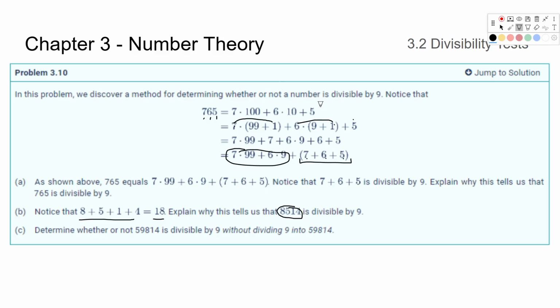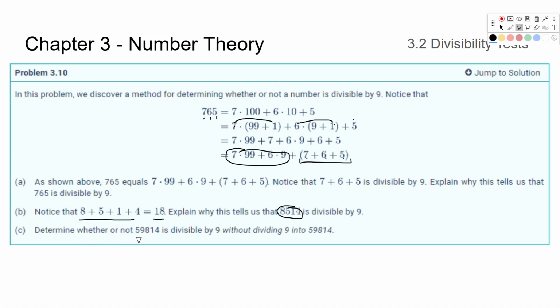If we wanted to go through and do all the work and break this up into thousands and hundreds and tens and ones, and then the thousands become 999 plus 1, the hundreds become 99 plus 1, the tens become 9 plus 1, and break it all out, it's really going to come down to, at the very end, you're going to be left with a bunch of stuff that's multiples of 9, and then 8 plus 5 plus 1 plus 4, just like we did here.